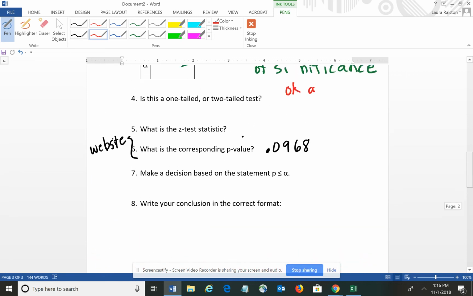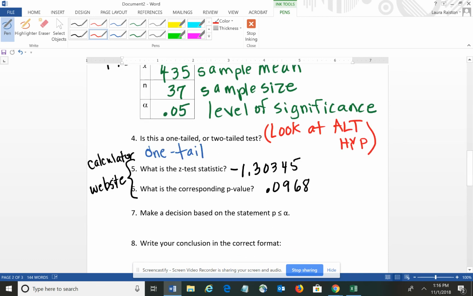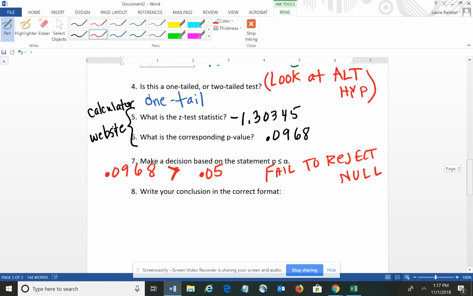So if I come back up here and I compare my p, which is 0.0968, to alpha, which is 0.05, 0.0968 is greater than 0.05. Since it's greater than, according to the rules, I'm going to fail to reject the null. And then lastly, we write the conclusion, and we write it in the context of the problem.